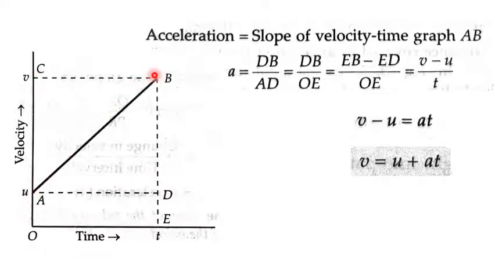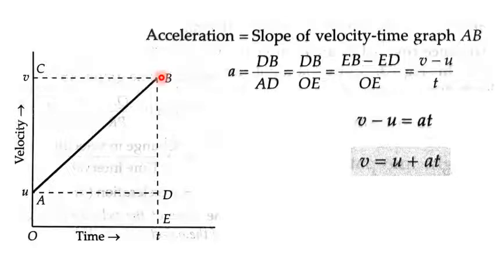So this is your velocity time graph. Now what does this slope represent? This slope represents the acceleration of the particle or the body. So acceleration equals the slope of the velocity time graph AB.